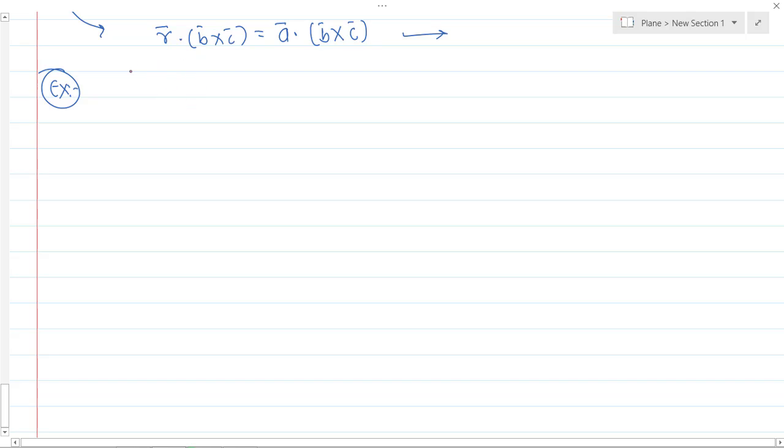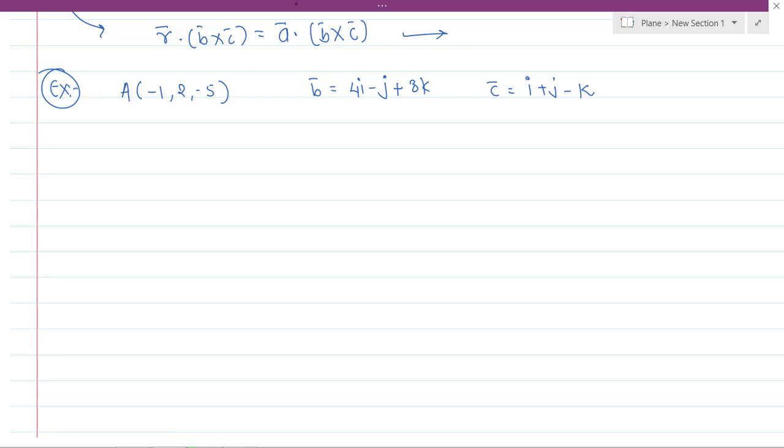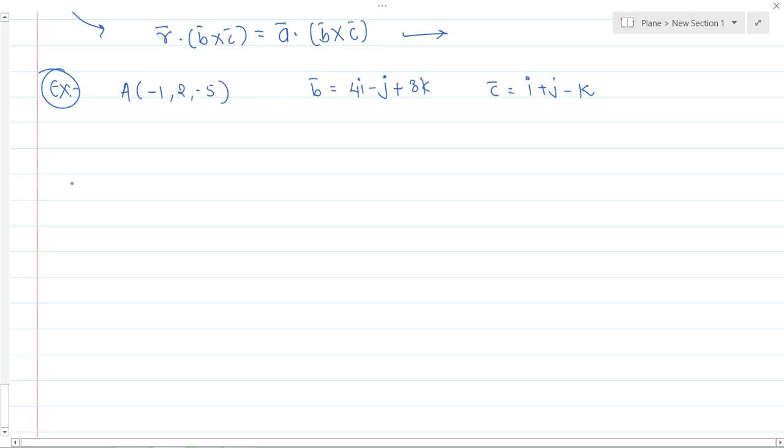Okay, suppose the question is like this: a plane is passing through the point A, which is -1, 2, -5, and the vectors B bar and C bar are like this. B bar is equals to 4i minus j plus 3k, and C bar is equals to i plus j minus k. This is the information they have given, and I want to find out the equation of a plane. How will you find it then?